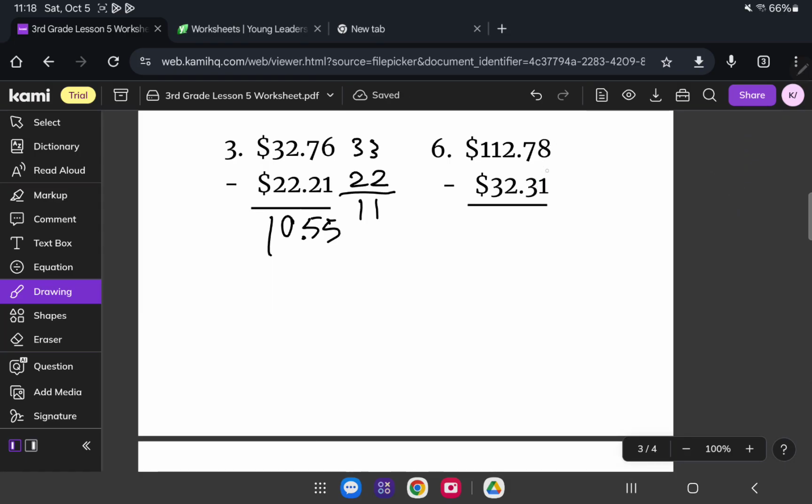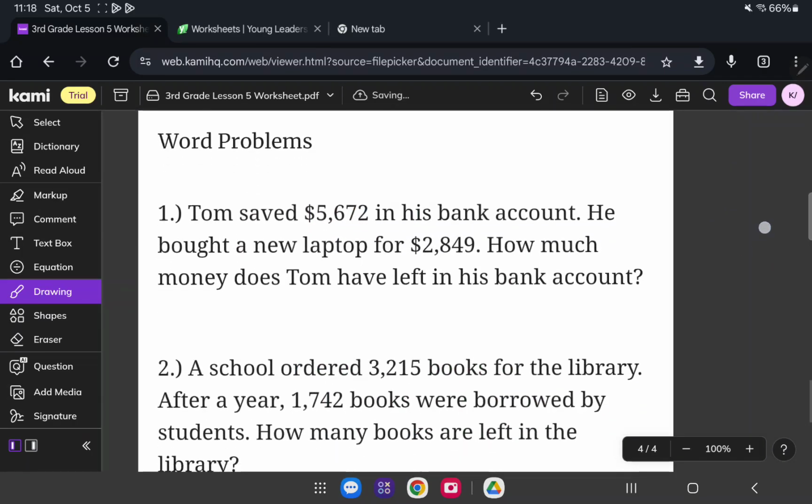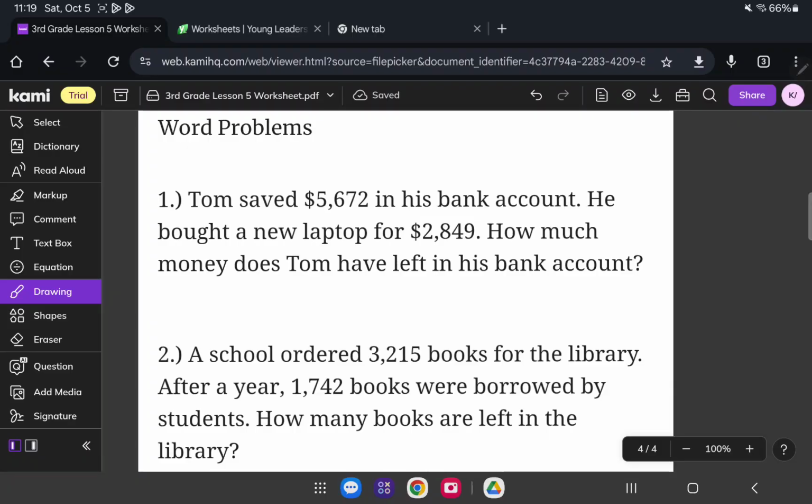8 minus 1 is 7. 7 minus 3 is 4. Bring the decimal point down. 2 minus 2 is 0. And then 11 minus 3 is 8. So then we round this number up, and then we round this number down, and that gives us 81.